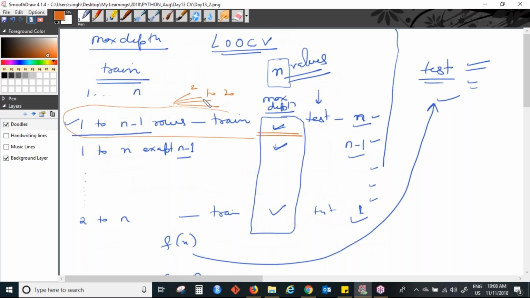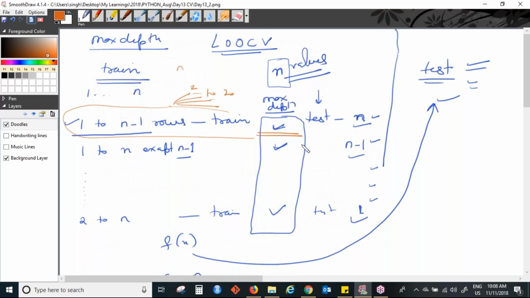Okay, so from 2 to 20 you are trying different values of max depth in every one of these iterations. So it is actually not n times, it is more than n times that you are running. It takes a very long time to run, and that is why this approach, though a very good approach, is not practical. You cannot take this approach because it is too slow.